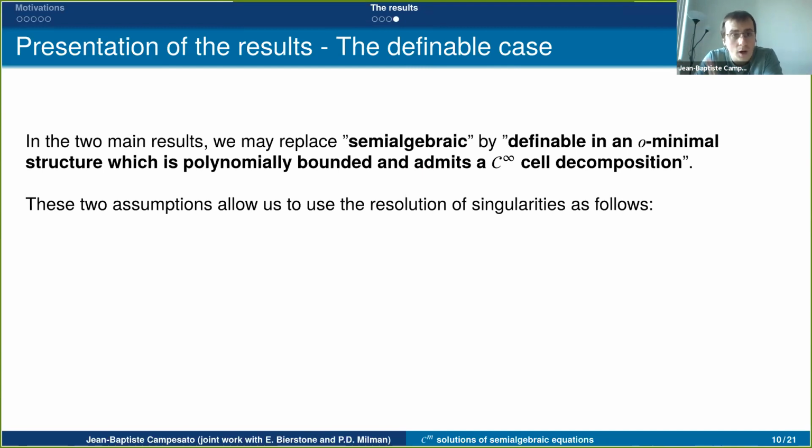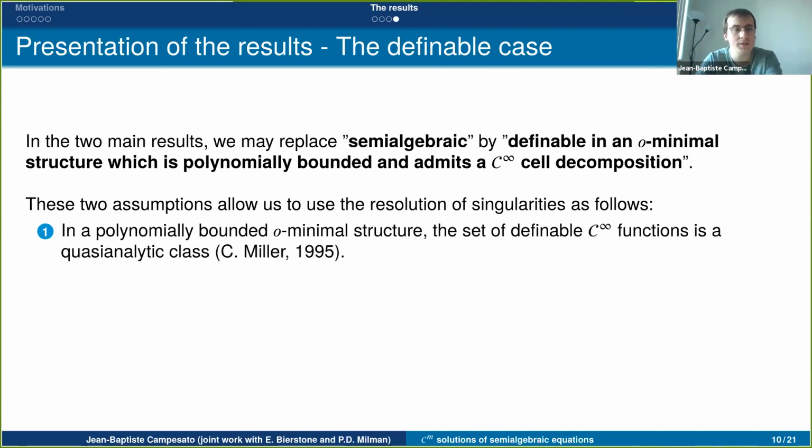And let me explain why we need these two assumptions. So first, when we have a minimal structure which is polynomially bounded, using a theorem of Chris Miller, we can prove that the set of definable C-infinity functions is a quasi-analytic class. So meaning that the Taylor polynomial function is injective.